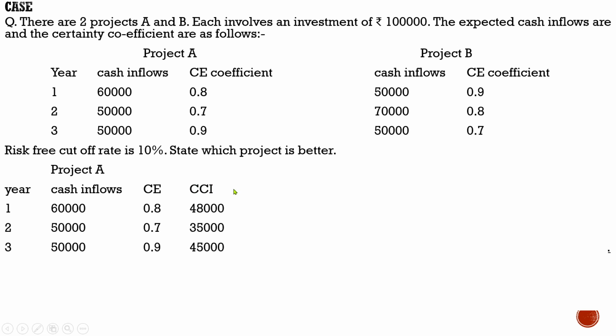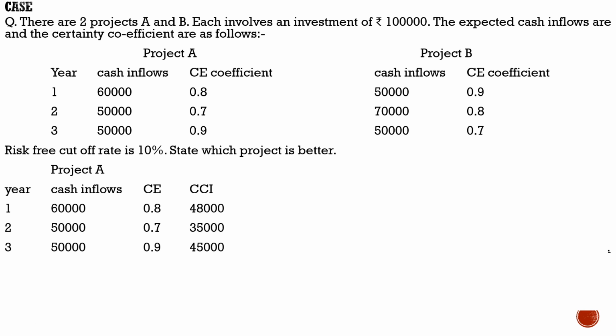For time being I am using the abbreviation CCI. There are no such standard abbreviations, so try to expand it in the examinations. CCI means certain cash inflow. Certain means sure cash inflows. So out of 60,000 the company will earn a sure amount of 48,000.